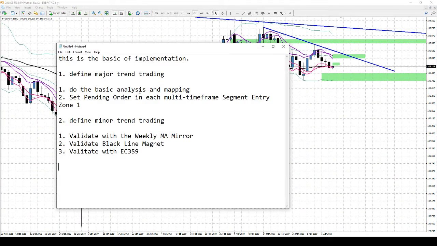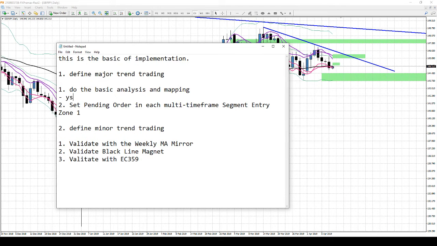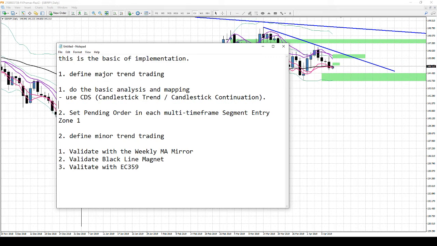So we have defined clearly: do the basic analysis and mapping based on the multi time frame segments. So how to do the basic analysis? Use CDS. In this case, you're familiar with me, the last 2 weeks we have been focusing on the candlestick trend, candlestick continuations, right? This is where I use CDS, candlestick trend or candlestick continuations. Do the basic analysis and mark the segments, entry zone 1.